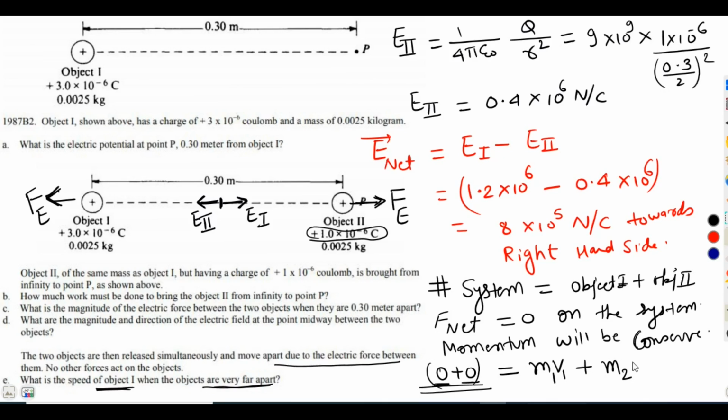So this will be the conservation of momentum. Now since both the objects have the same mass, let us suppose it is m. So 0 is equal to m v1 plus m v2. When we solve this, 0 is equal to m(v1 plus v2), so you will get v1 plus v2 is equal to 0. So v1 is equal to minus v2.